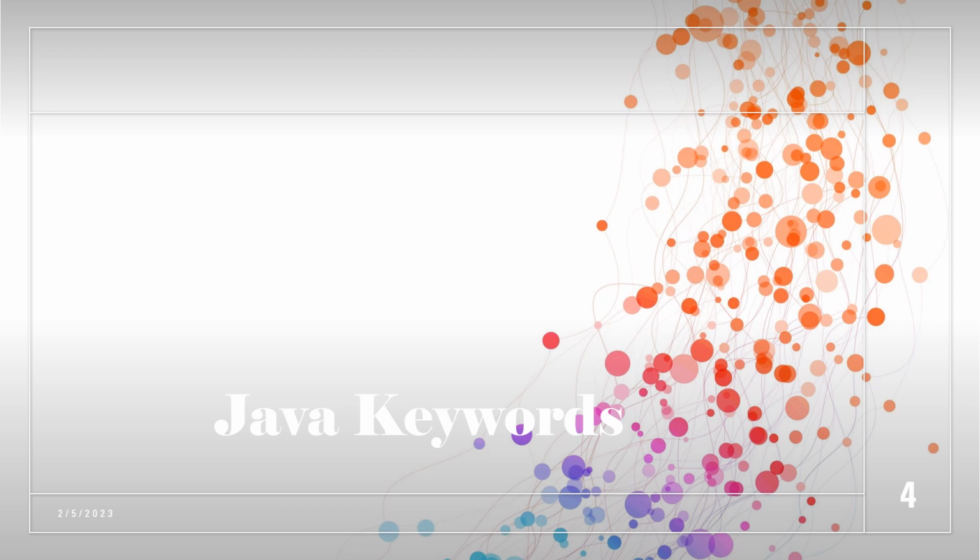Int. A data type that can store whole numbers from -2147483648 to 2147483647. Interface. Used to declare a special type of class that only contains abstract methods. Long. A data type that can store whole numbers from -9223372036854775808 to 9223372036854775807.